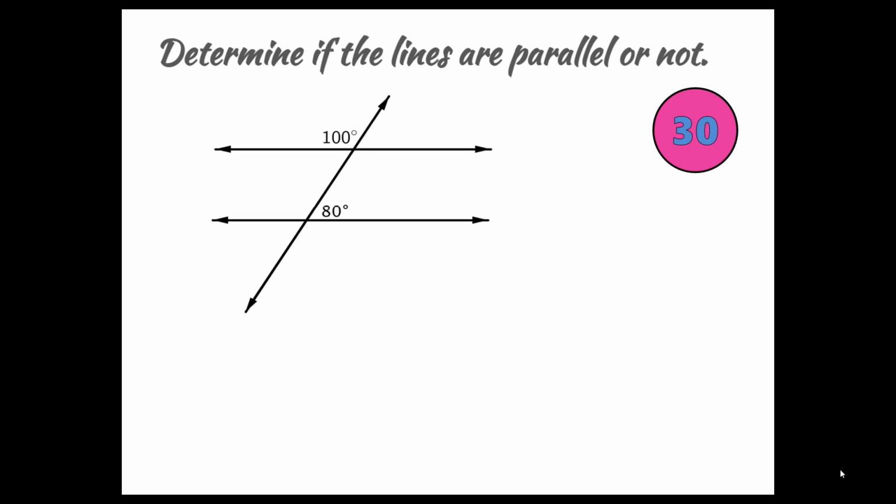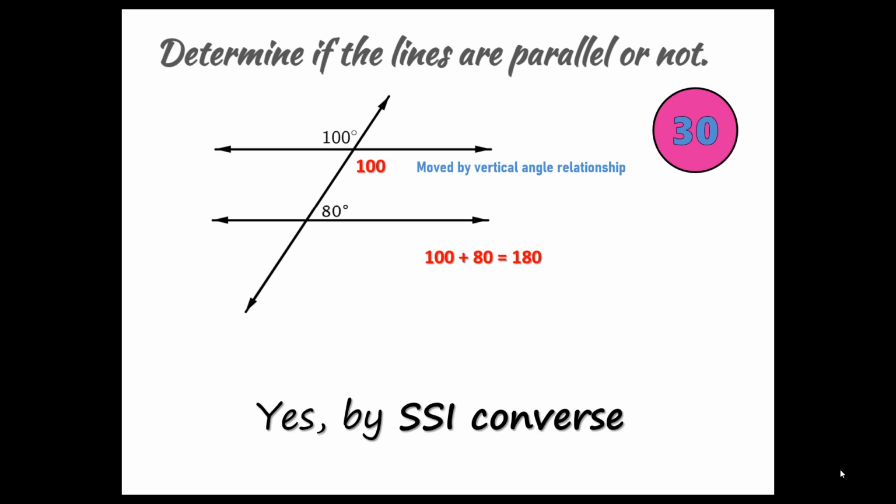So in this case, how I started is I moved that 100 by the vertical angle relationship, and now you can see I have the two angles, the 80 and 100, in the interior. When I add them together, it makes 180 degrees. So that means that my two lines are parallel by SSI converse. Sometimes we have to do a little bit of work by maneuvering our angles. Again, we can only move them by vertical or linear when our lines are not identified as parallel or not.